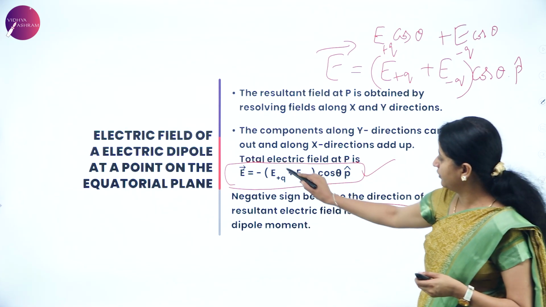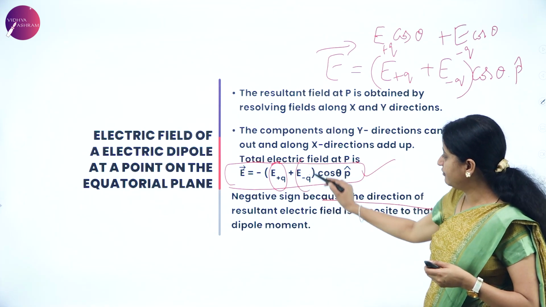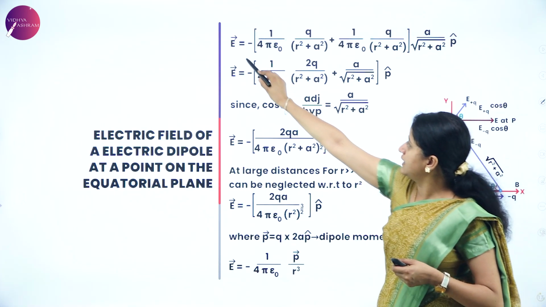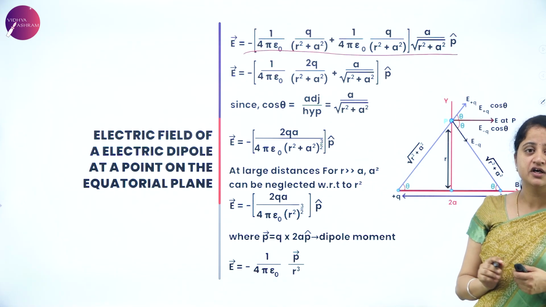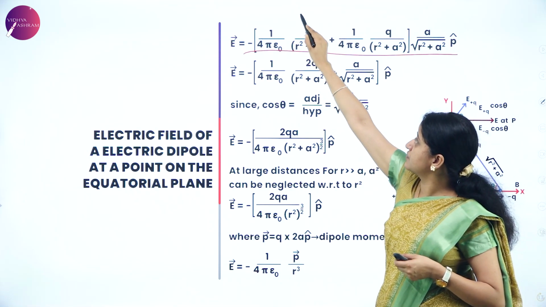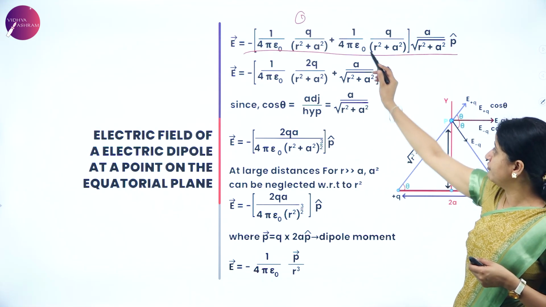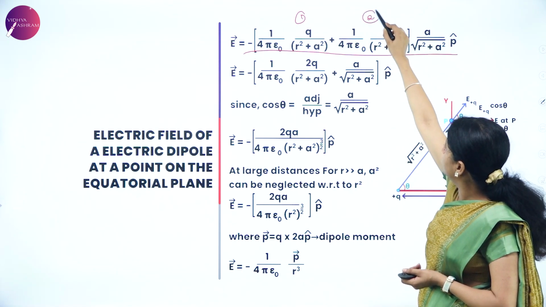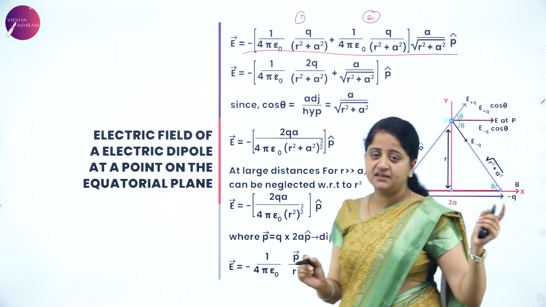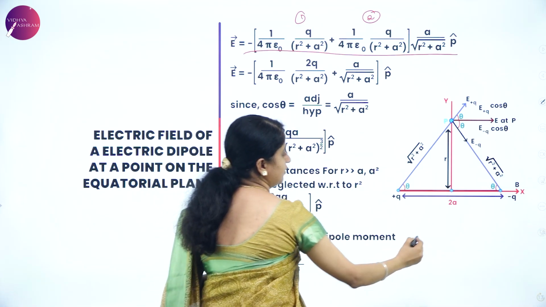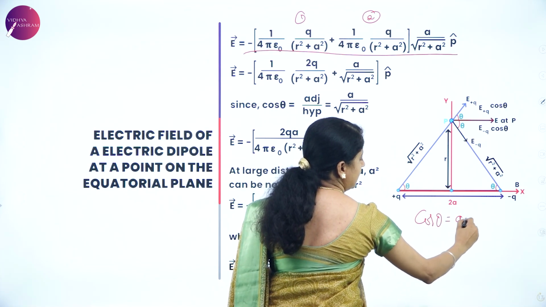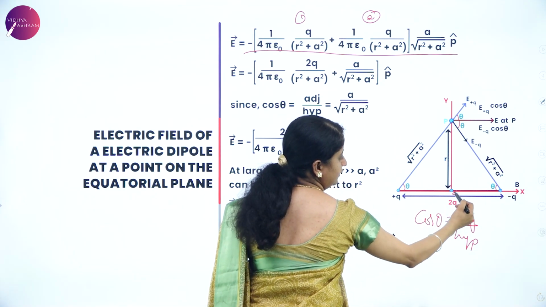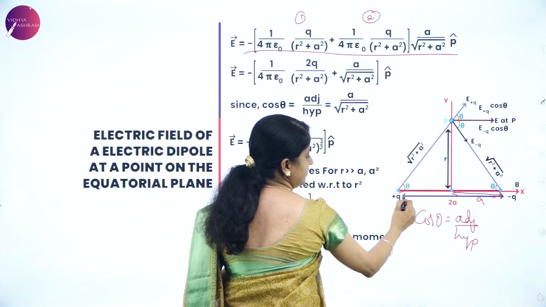So now let us substitute the electric field due to plus q and the electric field due to minus q in this expression with the relevant terms. So what do we get? E is equal to minus 1 by 4 pi epsilon naught q divided by r square plus a square, that's from equation 1, plus 1 by 4 pi epsilon naught q divided by r square plus a square, that is from equation 2. And cos theta, you can just observe this triangle. What is cos theta? Cos theta is equal to adjacent divided by hypotenuse. So what is adjacent? If this whole thing is 2a, then this will be a, and this will also be a.